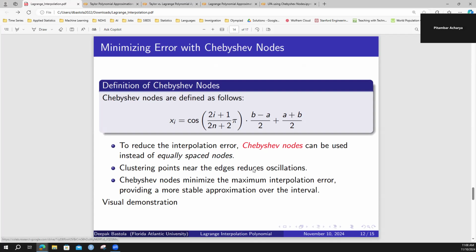Cool, got it. Did that answer your question? Yeah, yeah, that's just to minimize the error.